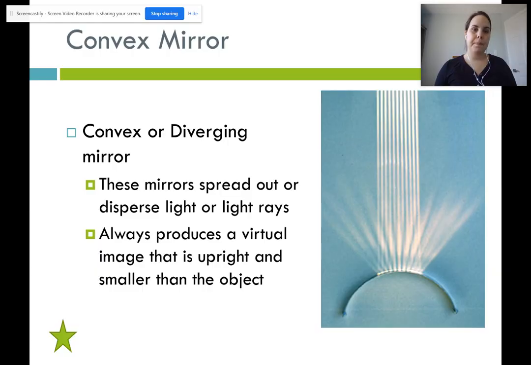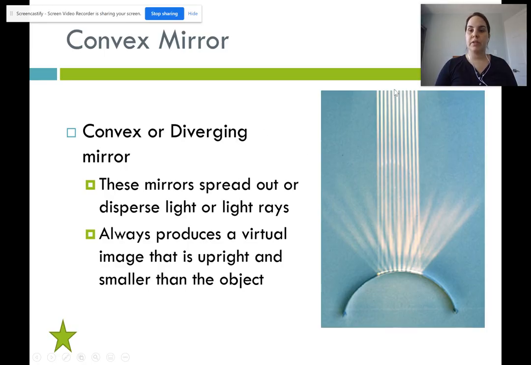Today specifically, we're going to start off by talking about convex mirrors. Convex mirrors look like this. It looks like a bubble out, so the highest peak is the center of the mirror here. These are often called convex mirrors, something that pushes out, or also called diverging mirrors.